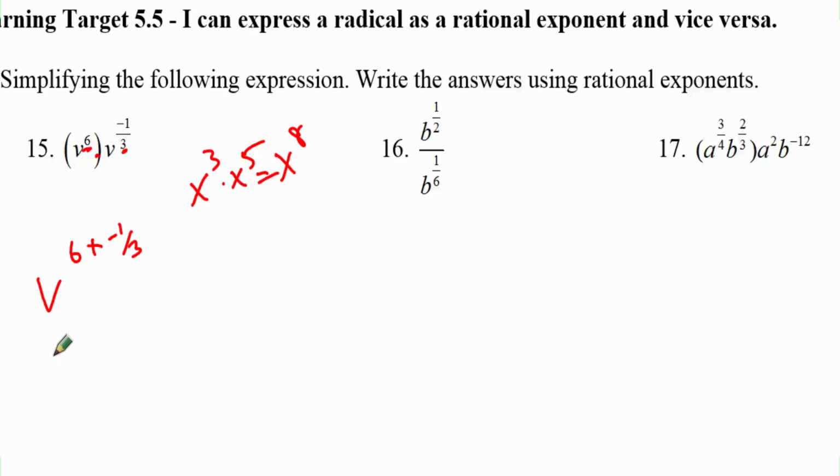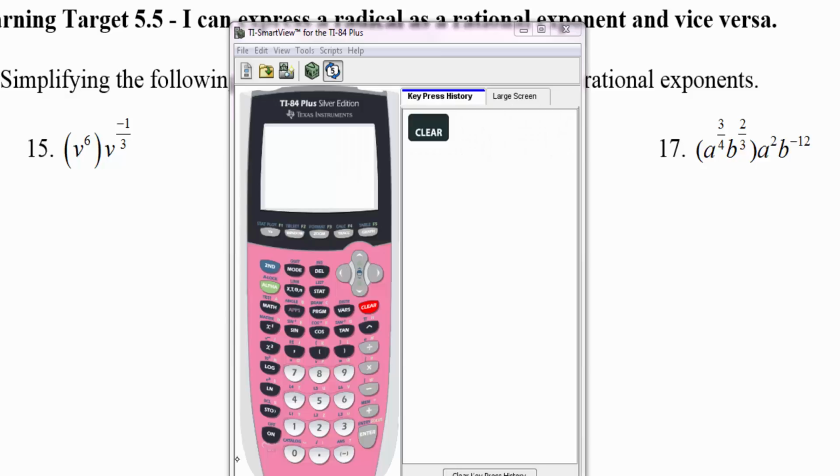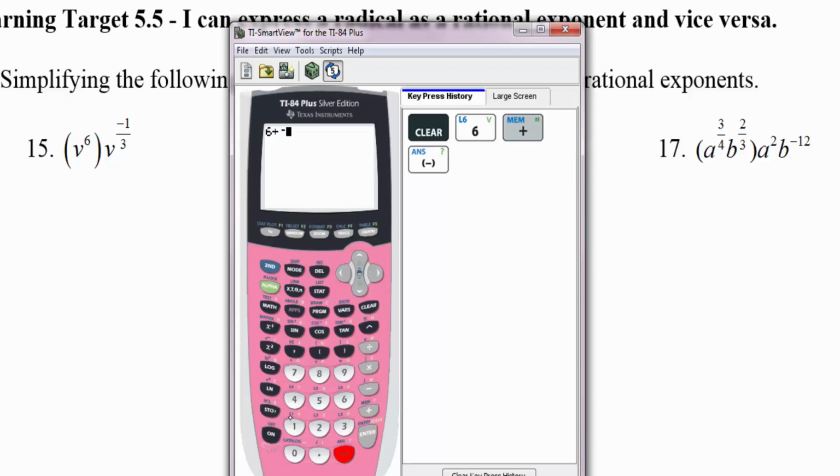Now, to tell you the truth, the easiest way of doing this is to just take out your calculator, go 6 plus negative 1/3, and then hit math fraction. So let me show you that in the calculator. Alright, so how do we type in 6 plus a negative 1/3? So you type 6 plus negative, not a minus, right? 1 divided by 3. Hit enter.